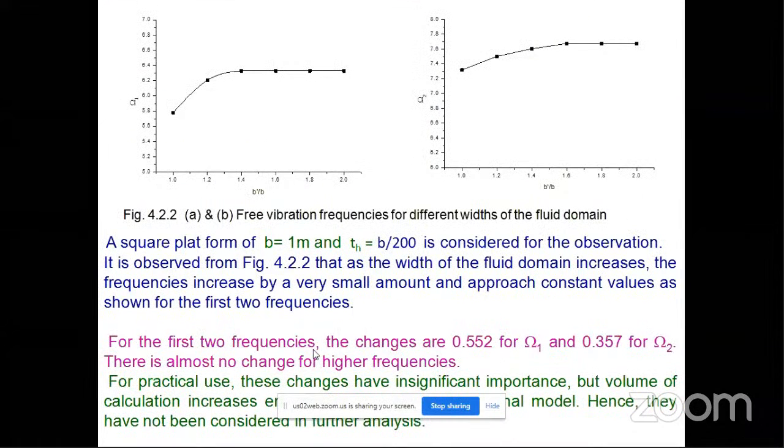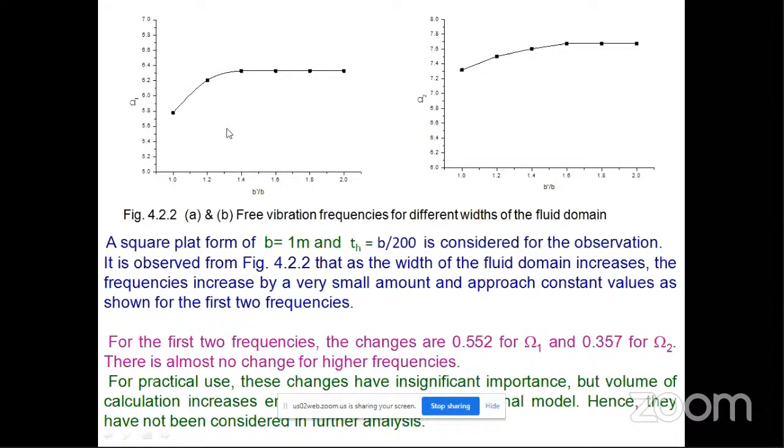Now you see, we have considered the free vibration frequencies for different widths of the fluid domain. That is, if I consider different widths of the fluid domain, you see this B dash by B, it starts from 1, then gradually I have increased it. Omega 1 is the first fundamental frequency, omega 2 is the second fundamental frequency.